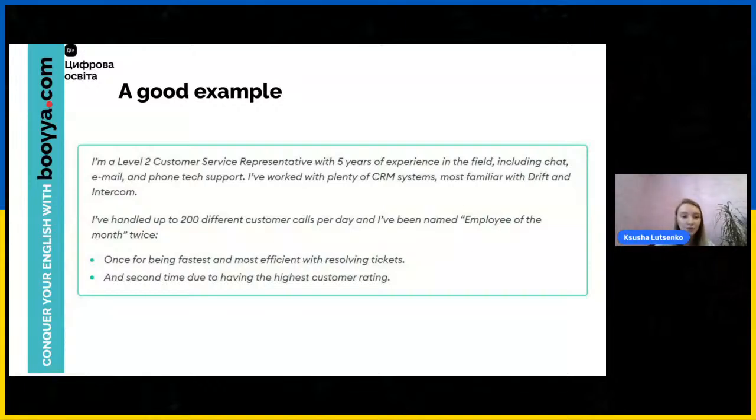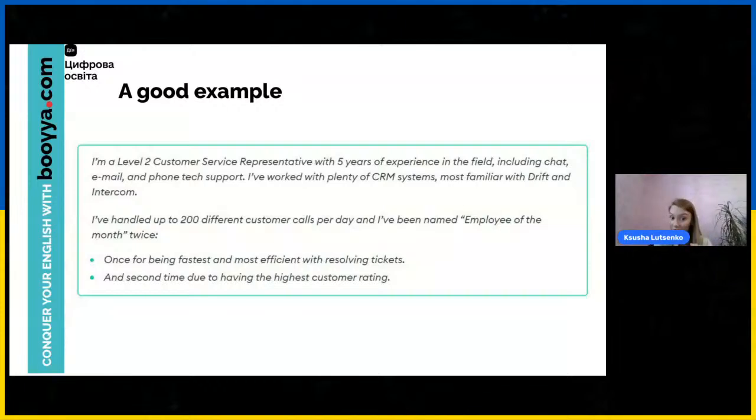"I've handled up to 200 different customer calls per day, and I've been named Employee of the Month twice." This is an achievement, something that we excelled at that can be measured. 200 different customer calls, an exact number, and Employee of the Month, an achievement related to that particular sphere. One for being fastest and most efficient with resolving tickets, and second time due to having the highest customer rating. We gave some extra specifications.